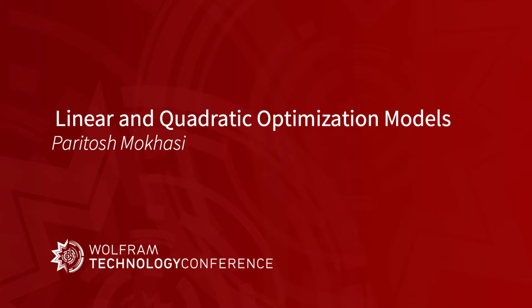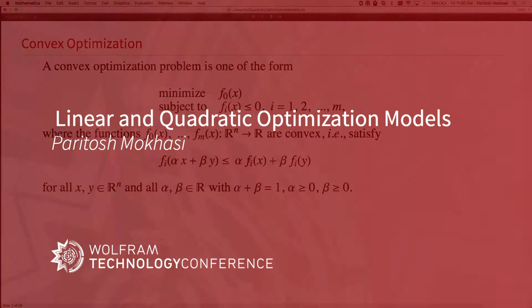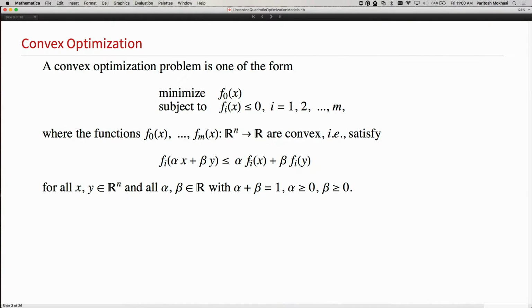Rob mentioned that he gave the overview of convex optimization. I'm going to focus on linear and quadratic optimization models. Just to give you an overview, or rather a reminder, of what convex optimization is, you're basically minimizing a certain function subject to a certain constraint. And what makes it convex is that it satisfies this certain inequality.